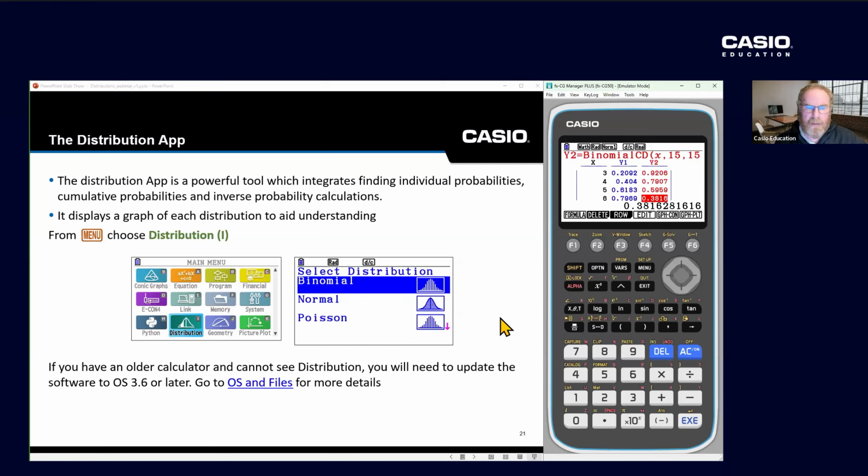You need OS 3.6. If I just show you very quickly, you get to that through System Manager and you check the version. The latest is 3.8. You need 3.6 or later, otherwise you won't have distribution on your handset. To get it, quite simple. Just go to the education.casio.co.uk website. And the easiest thing you can do is just search for OS update in the search box on the top left. Okay, that'll actually take you to the page where you can download the updating software.